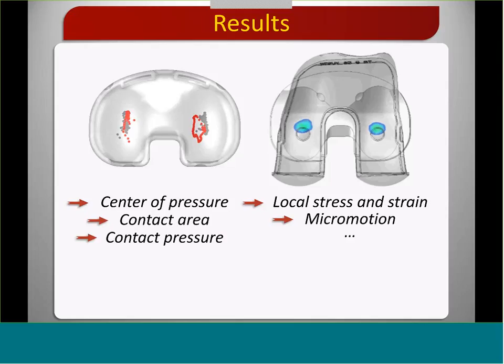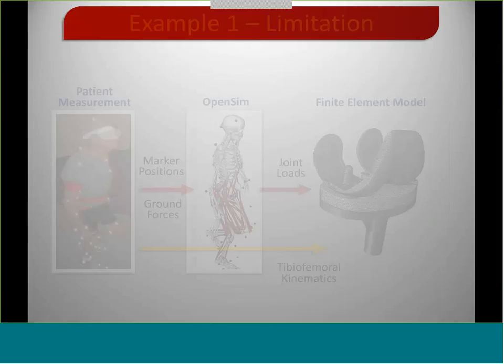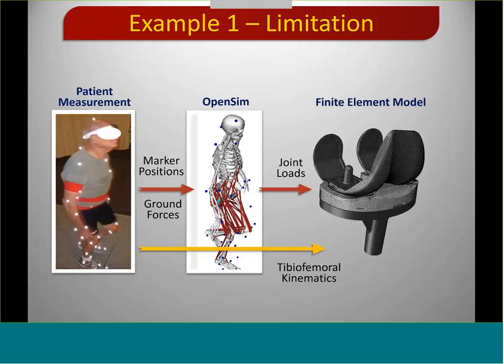For a more complete set of results, I refer you to this other publication that is subject-specific modeling of muscle force and knee contact in total knee arthroplasty. So, as Kevin mentioned in the introduction, the main limitation of this study is that the 3D tibiofemoral kinematics from fluoroscopy images was only used as an input to the finite element simulation, but it was not implemented into the knee joint of the OpenSim musculoskeletal model. And so now I try to explain how this limitation can be addressed and why it is important.